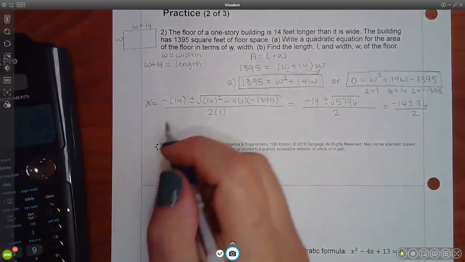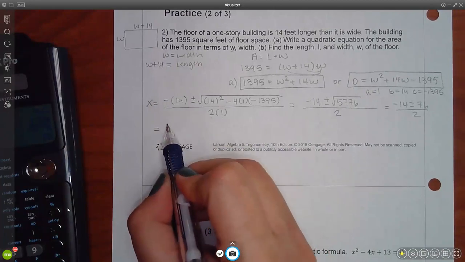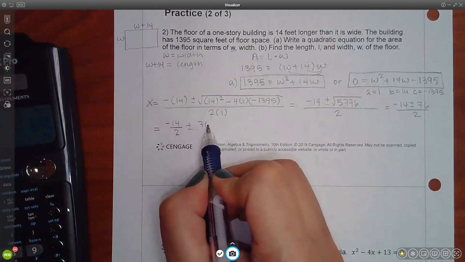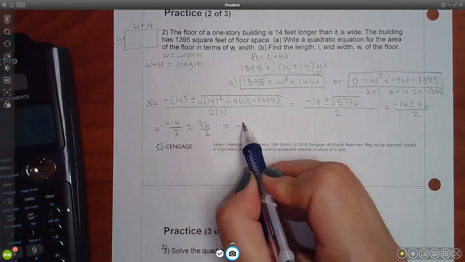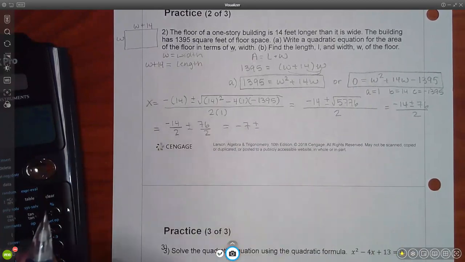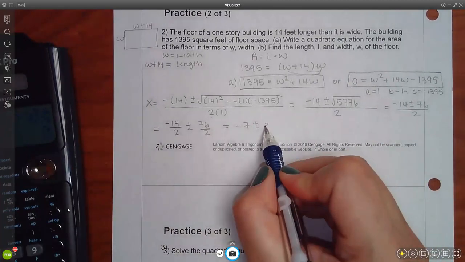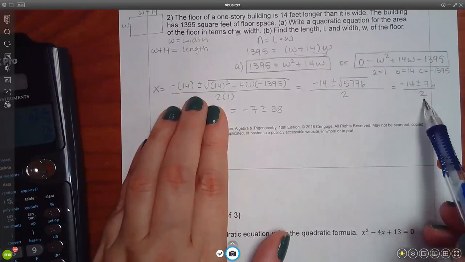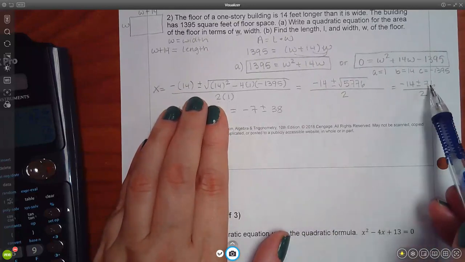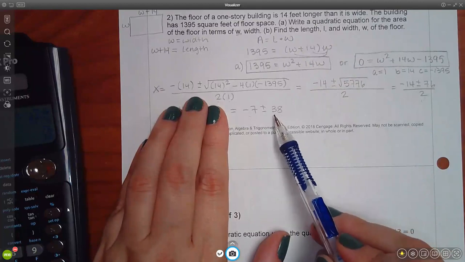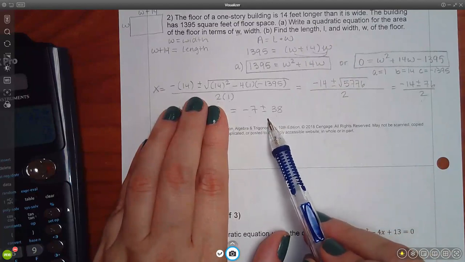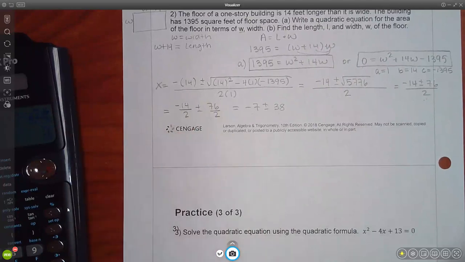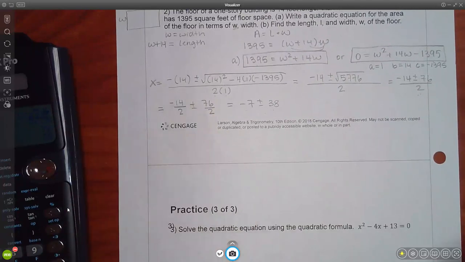So then if I reduce that, I mean, I can write it out. Normally, I don't write this step, I just reduce it. I just do negative 14 over 2 in my calculator and then 76 over 2 in my calculator, and I leave the plus or minus in the middle. But if you need to know where it came from, you write it up. But I normally don't write this part.